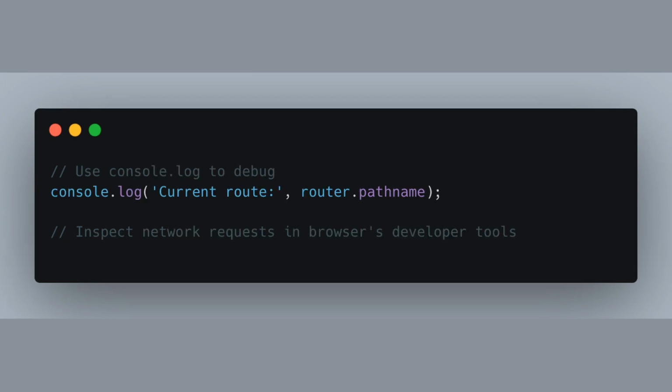When facing routing issues, debugging is vital. Simple console logs can help us understand which route is currently being rendered. Additionally, using the browser's developer tools to inspect network requests can provide insights into how routes are being processed. These tools are invaluable for diagnosing and resolving routing problems.